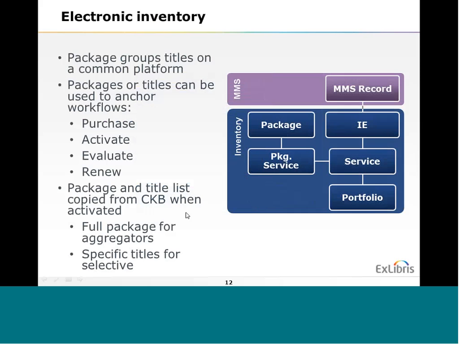For electronic inventory, it's a slightly more elaborate inventory model. But at the top, as usual, we have our MMS, or in other words, our bibliographic record, which the intellectual entity hooks to, and then we have the service. Now in Alma terms, the service is always full text. The service level allows us to link the package to the actual title that resides within the package. And that's why you have a parallel service and package service. You'll see those here in parallel.